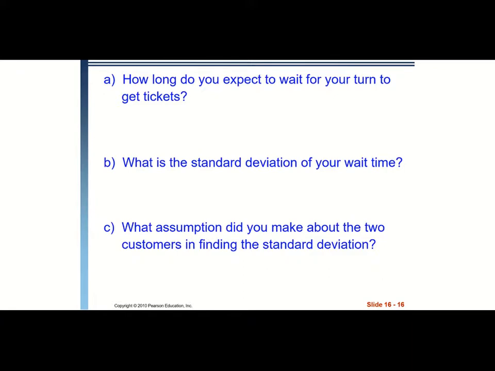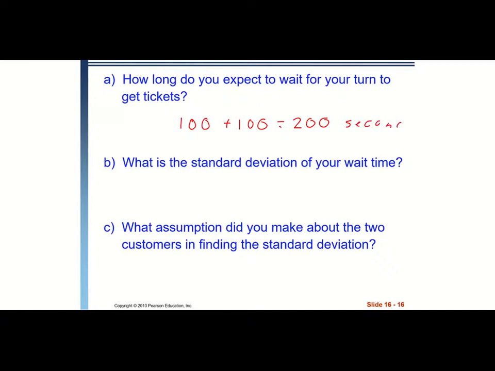All right, so how long do we expect to wait for our turn to get tickets if there's two customers in line in front of us and there's a mean wait time of 100 seconds with a standard deviation of 50 seconds? So the mean is logical to find. We're just going to take each customer's wait time and add them together. So 100 plus 100, we have a mean expected wait time of 200 seconds.